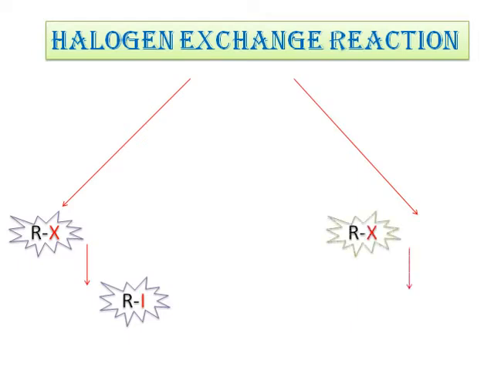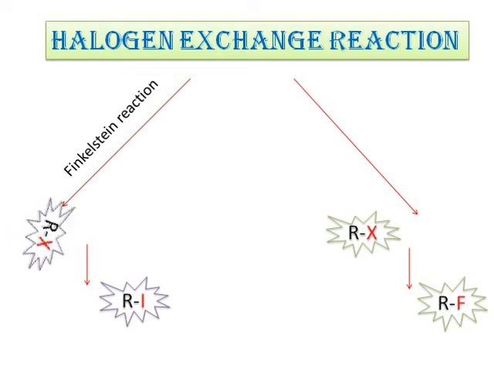Again we have taken alkyl halide and we get alkyl fluoride. So from alkyl halide we are getting alkyl halide. That is why it is called halogen exchange reaction. There is an exchange between the halogens in the alkyl halide. Now there are two types of reaction. First one is the Finkelstein reaction.